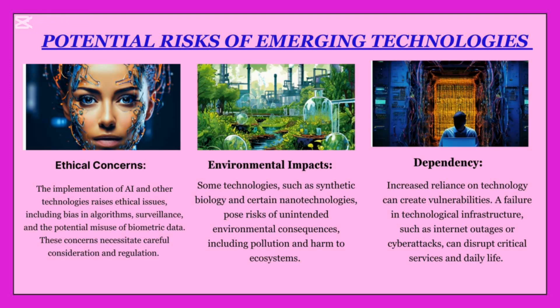Fourth is environmental impacts. Some new technologies might unintentionally harm the environment, such as causing pollution and damaging ecosystems. We need to be careful and manage these risks to protect our planet. Last is dependency. Relying heavily on technology can create weaknesses in our system if there are outages or cyber attacks. It can disrupt important services and everyday life.